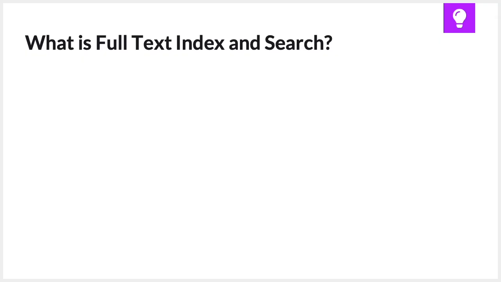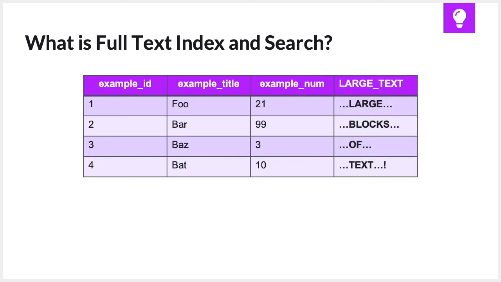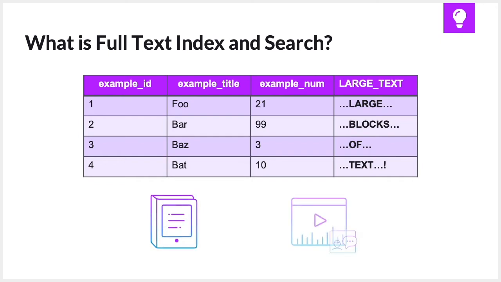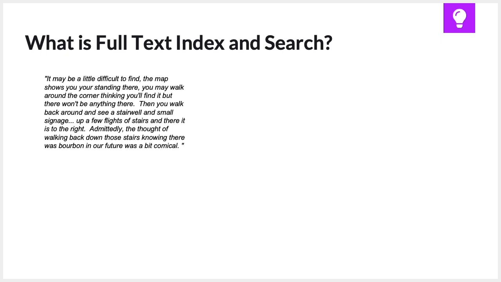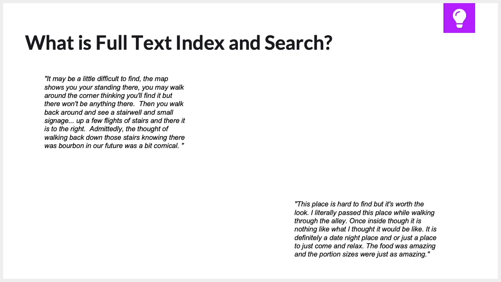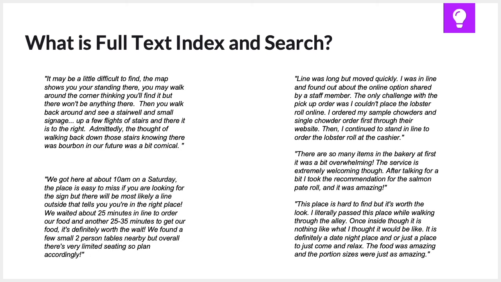So, what is full text index and search? Well, let's consider a database with a table containing a column for large blocks of text, maybe storing the contents of articles, maybe user comments on posts or videos, or for this example, reviews for restaurants. Now, we can create this table just fine, but by adding a full text index on the column storing the review text, SingleStore can search and return results based on keywords even faster.